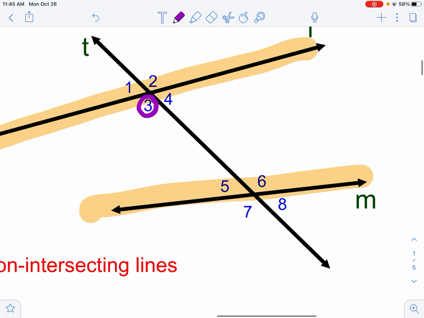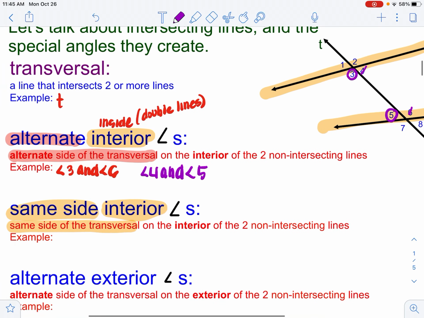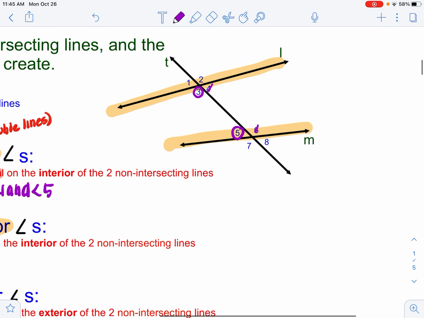So if I want on the same side of the transversal, both 4 and 6 are not on the same side. The only one on the same side is 3. So 3 and 5 are an example of same side interior angles. What's another example of same side interior angles?